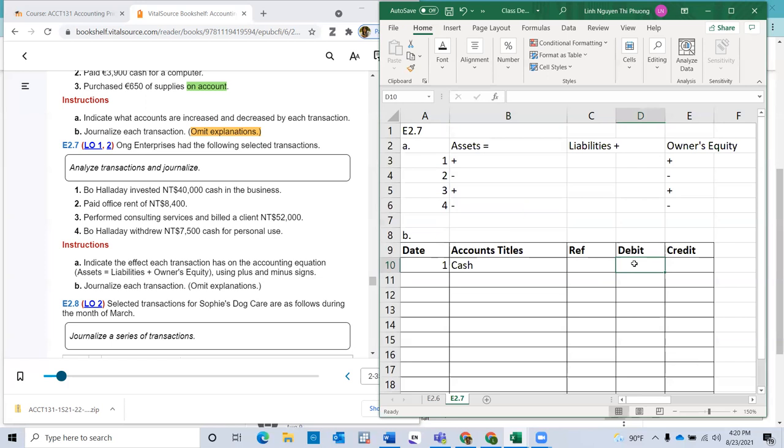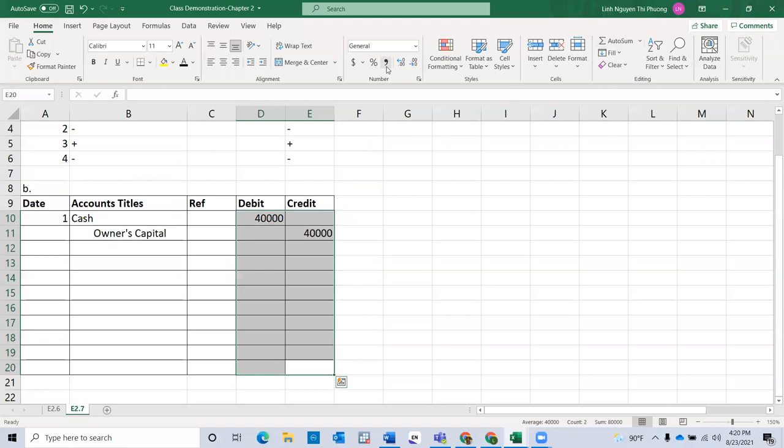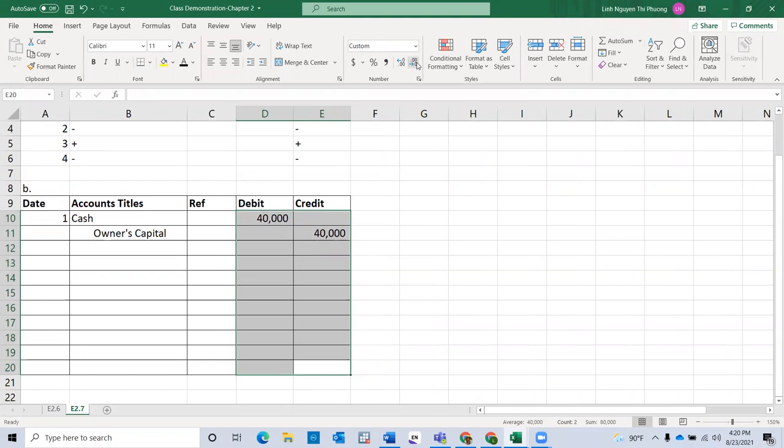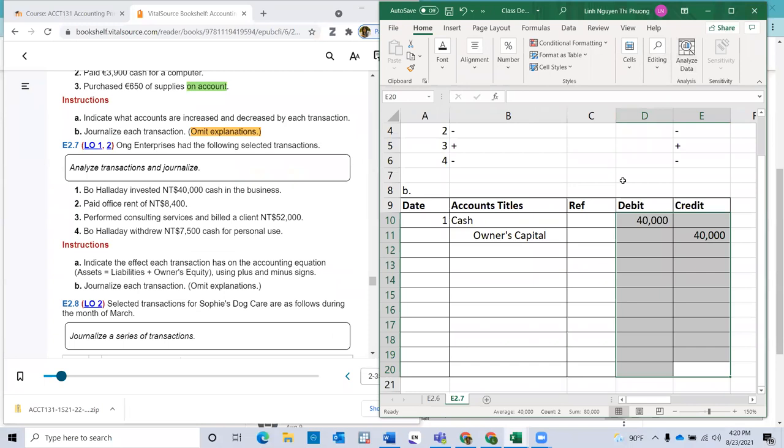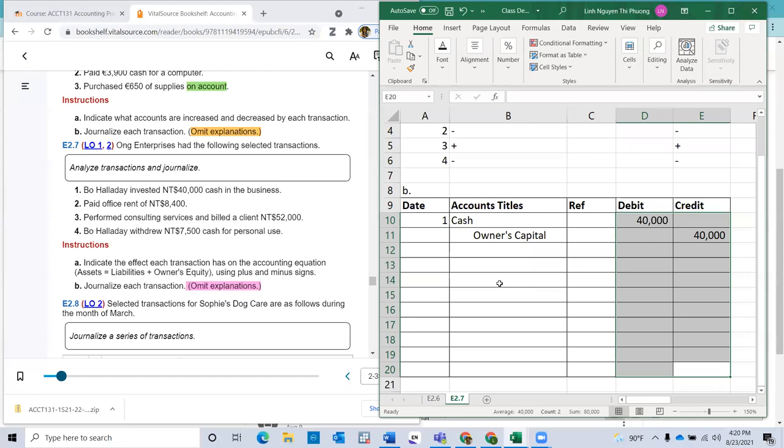Okay, what else? We have owner's capital increased by 40,000. And to make the number easy to see, you can select all the column here and then press comma and then go to the right, no decimal. Remember in the journal, there will be no dollar sign. And again, the question says you can omit explanation. It means you don't have to write explanation at the end.